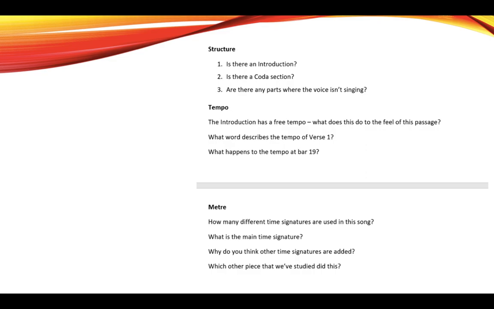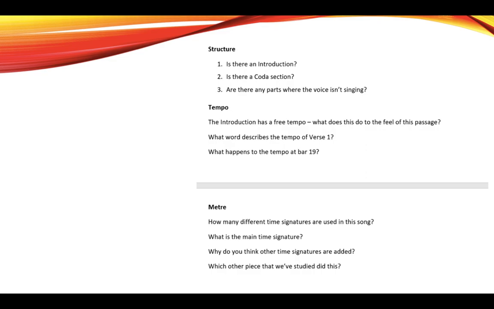Now, moving on to meter. So remember, meter is to do with time signature. So how many different time signatures are used in this song? Now, normally, you would just have one. But in this song, we've got 3. Okay, the main one is 4/4, so 4 crotchet beats in a bar.